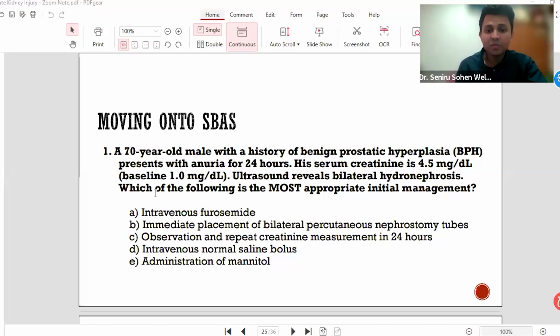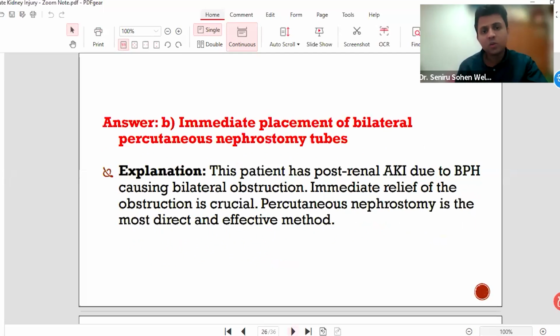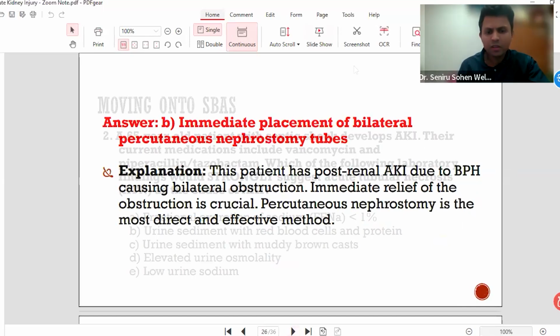So, there is definite obstruction and the patient is in severe AKI. So, there you need immediate placement of bilateral percutaneous nephrostomy tubes. If there was an option like placing a urinary catheter, you can try that before proceeding towards something more invasive like percutaneous nephrostomy tubes. But that option was not there, and so you had to go for immediate placement of bilateral PCNs.